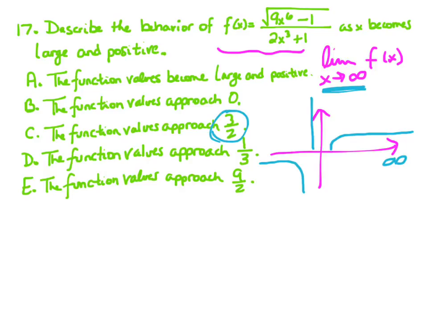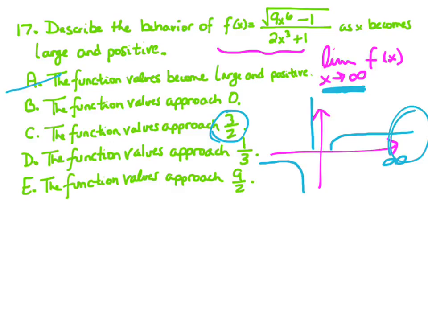Let's look at all of our answers. First of all, answer A. As x becomes large and positive, or as x goes to infinity, do the function values become large and positive also? Do they go to infinity? Well, no. We can tell here that they're leveling off at some particular value. I do have a horizontal asymptote out there, and so this is not the right answer.